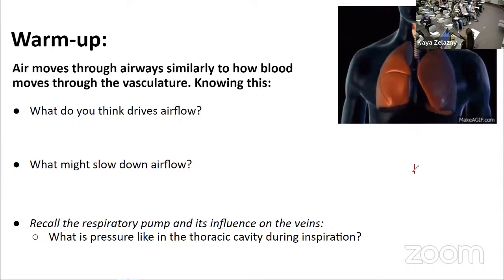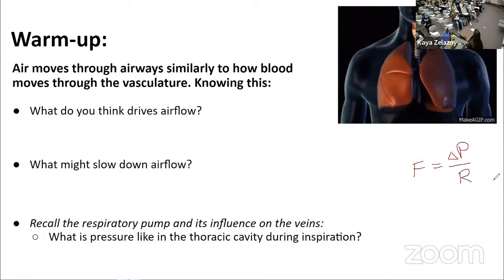So remember how we drew that equation over and over again last time about flow? So what we're saying when we say that our air is moving similarly to the vasculature is that we're still going to have to follow this flow rule. So what then would drive airflow, do you think?